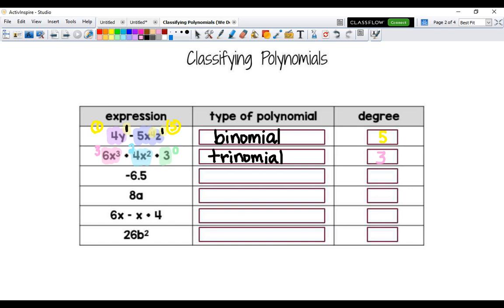Okay, negative 6.5. It's only one term. It's not separated by no plus sign, not separated by no minus sign. It's just solo dolo. Solo dolo means monomial. And then I look and they want to know the degree. It ain't got no exponent. So if it ain't got no exponent, it ain't got no degree. So my degree is a 0 because there is no exponent. So no exponent, no variable, no degree.